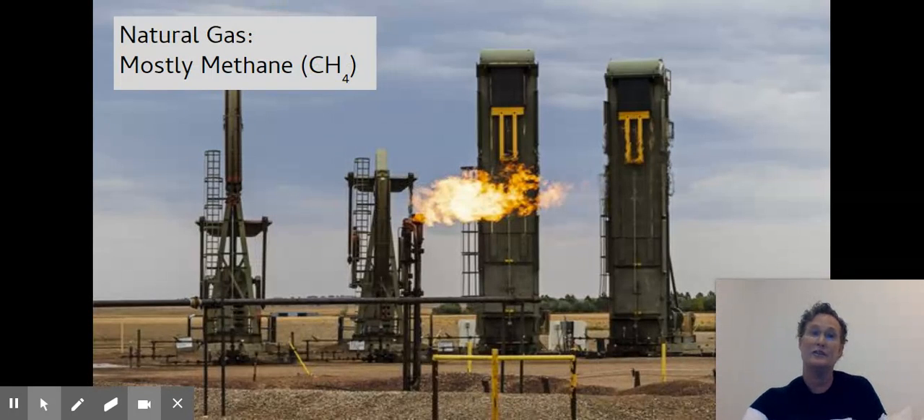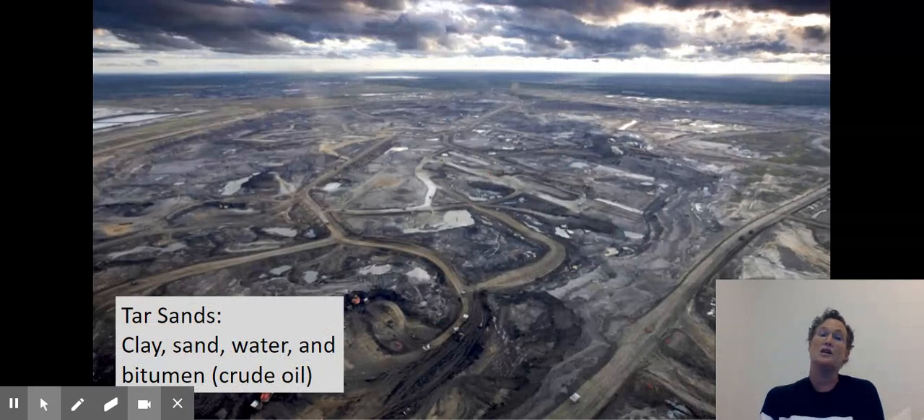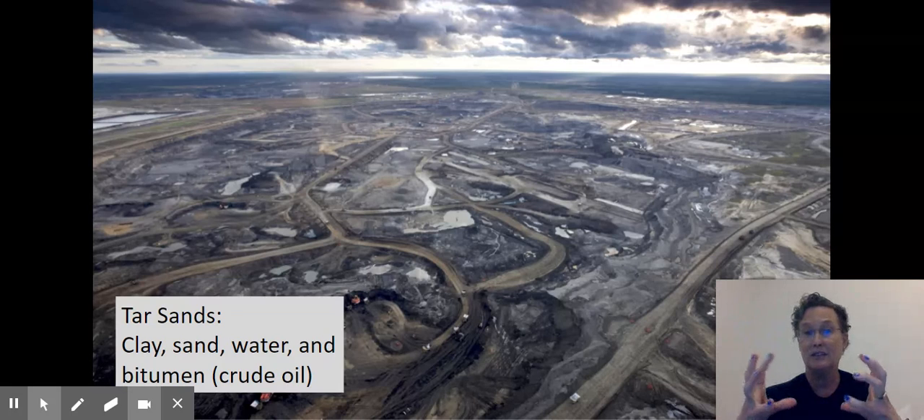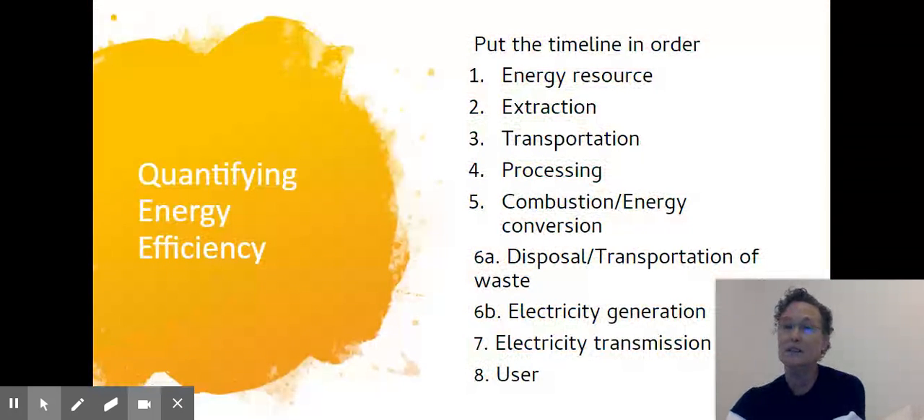The next one is natural gas, and this is mostly methane, CH4. So write down that chemical formula. Natural gas is mostly methane. And then we have tar sands, which are clay, sand, water, and bitumen all together. Bitumen is crude oil, and this is nasty stuff to extract. We're going to talk about the whole life cycle of all of these things.